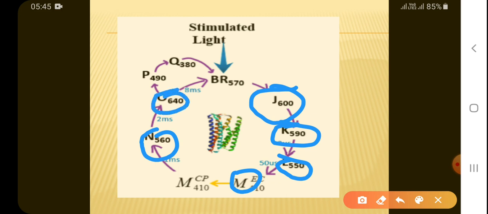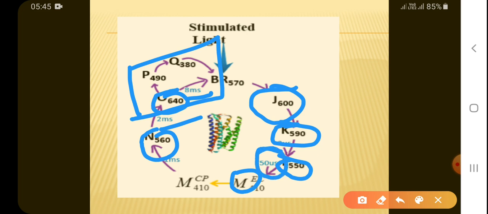O, right? These are the intermediate stages, and this is a branched cycle. Now we find how long each exists. So 8 microseconds, 2 microseconds, right? And this is just 15 milliseconds. So you have the irreversible stage. So M to the MCP, this is an irreversible stage.